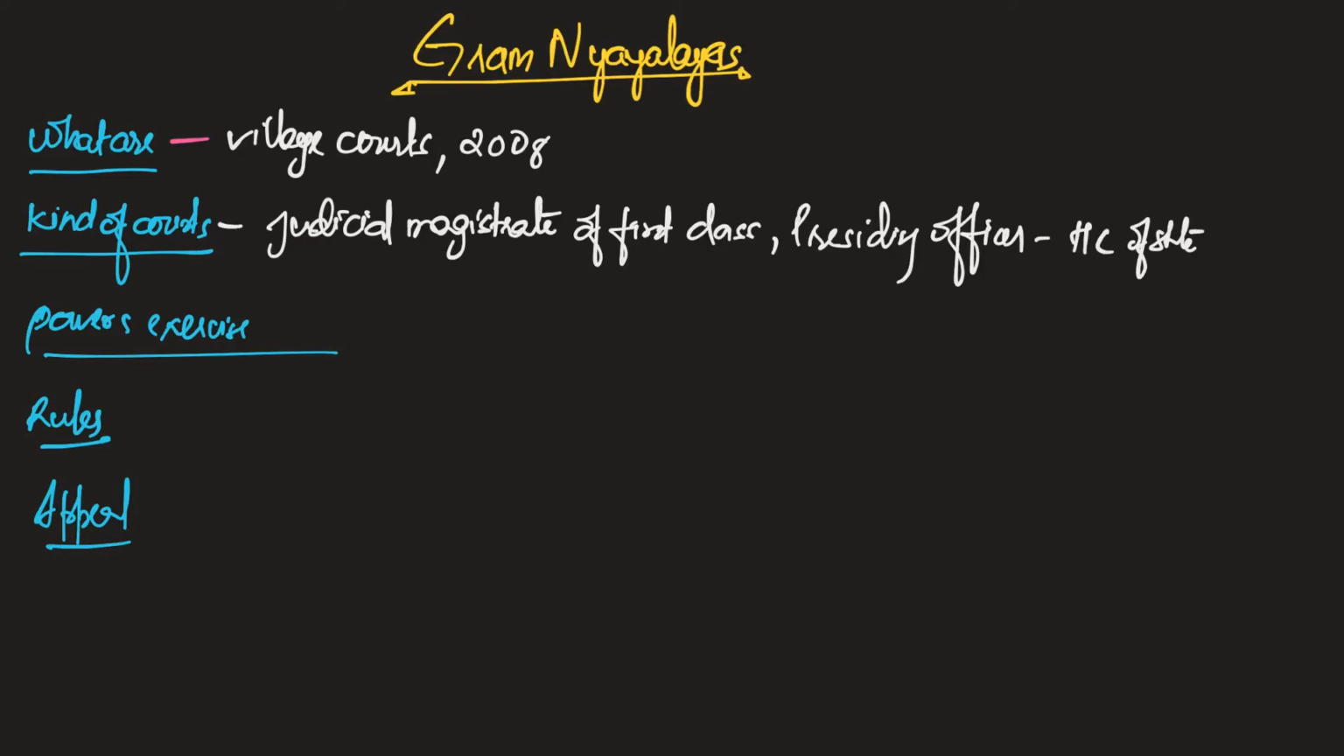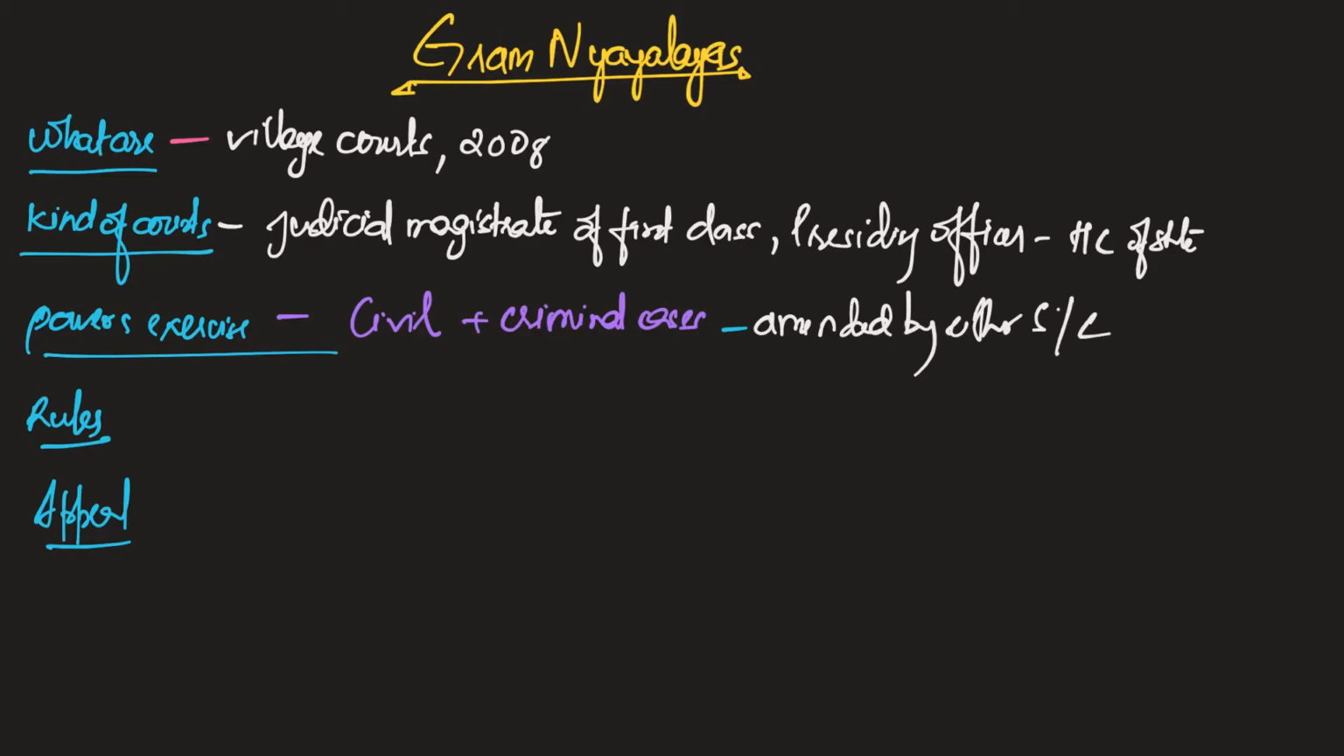Now, what are the powers they exercise? The powers they exercise are both in civil cases as well as in criminal cases, which means that they can try both criminal cases, civil suits, claims, or disputes. And this provision can be amended by either the central government or the state government.